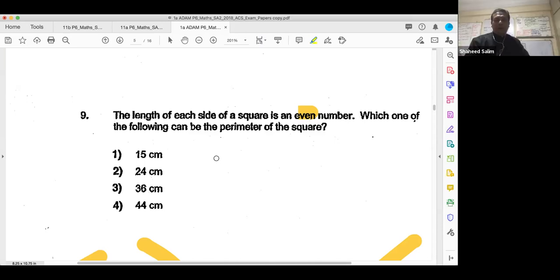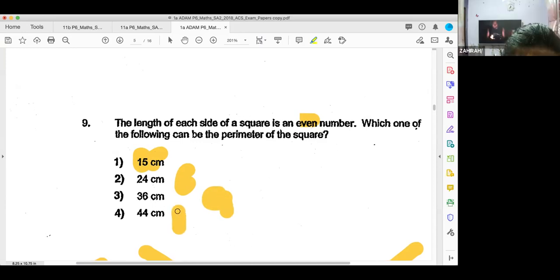So you divide by 4 first. This is the perimeter, so this one cannot be, so it's out. This one, if you divide by 4, you get 6. This one, you divide by 4, you get 9. This one, you get 11. So only one is even. This is number 4. Well done.